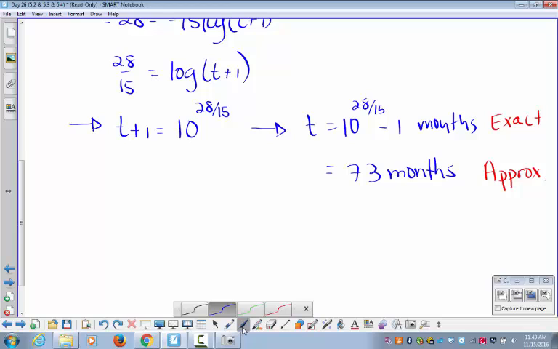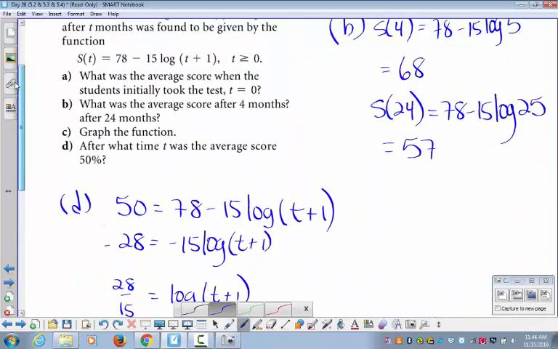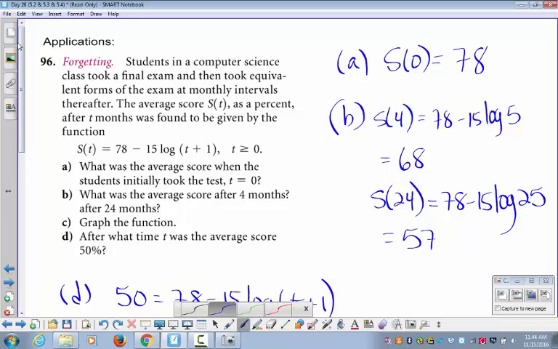So whatever number of months that is, divide that by 12, you get the number of years. So 6 years is 72 months, so just over 6 years. So that's interesting, right? Because it looks like it declines pretty quickly at first. You know, it goes from 78 to 68 to 57, but then it really slows down after that.